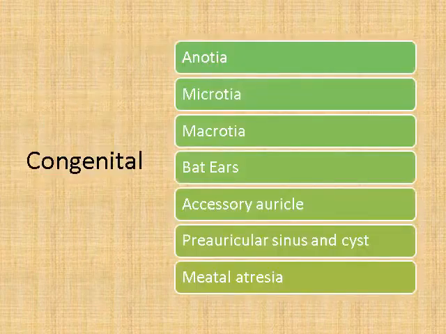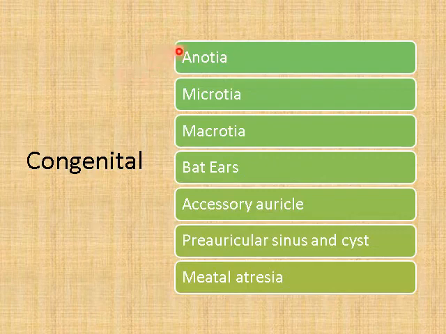What are the congenital anomalies of the auricle and the external auditory canal? These might present as a defect in shape, as in anotia, microtia, and macrotia. Anotia is the absent auricle. Microtia is the small-sized and deformed auricle, and macrotia is a large-sized auricle.